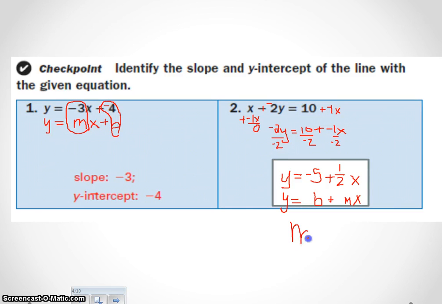So what's your slope? Slope would be right here with a half. Y-intercept, where does the line cross the y-axis? That would be, right here with b, negative 5.